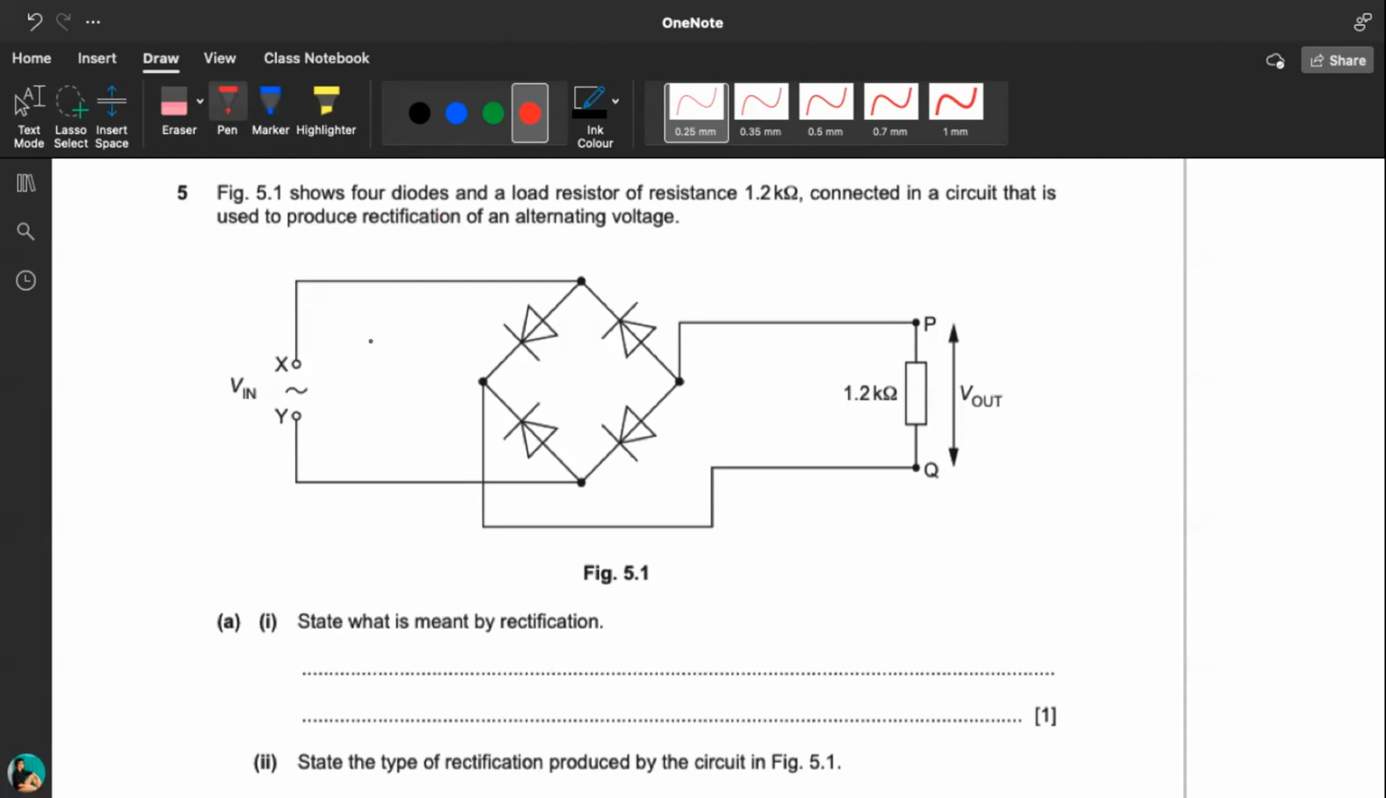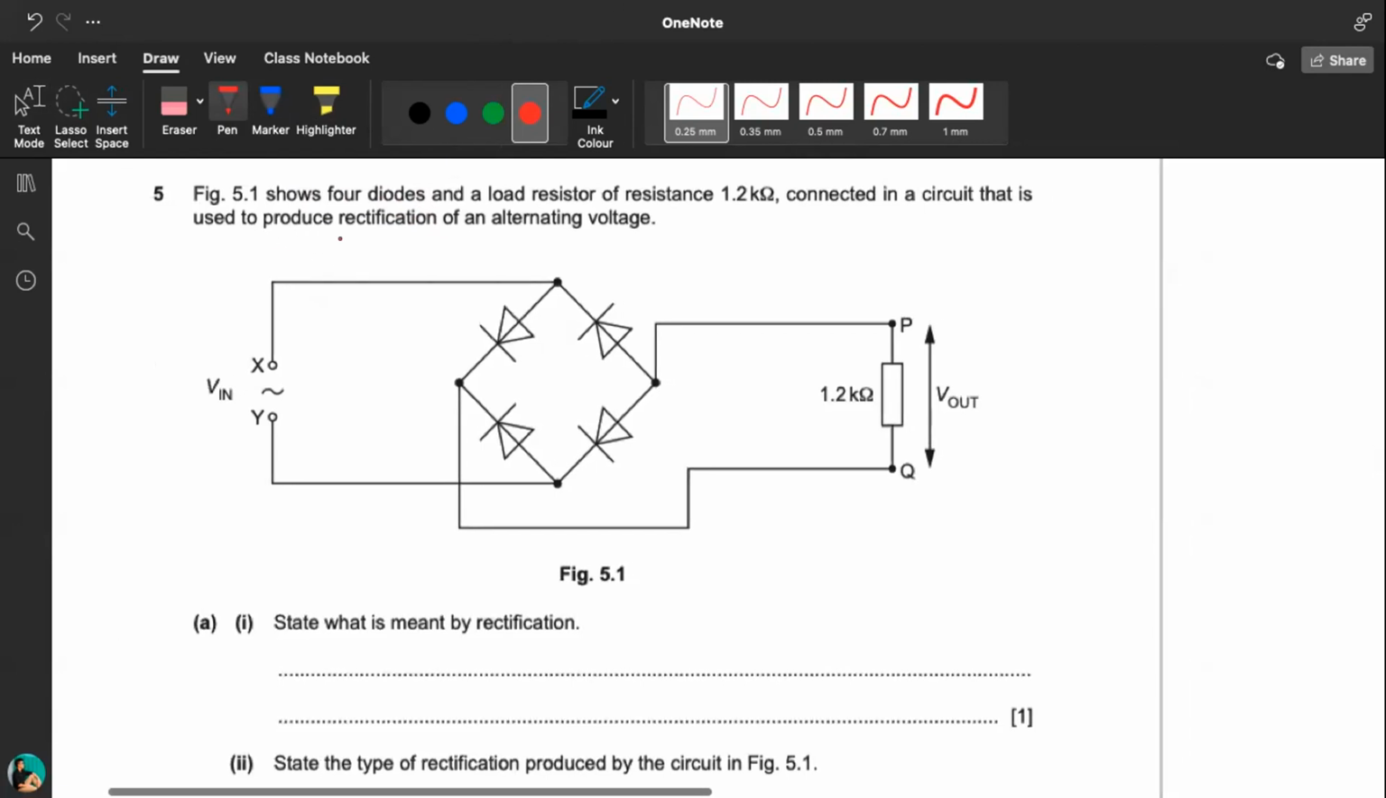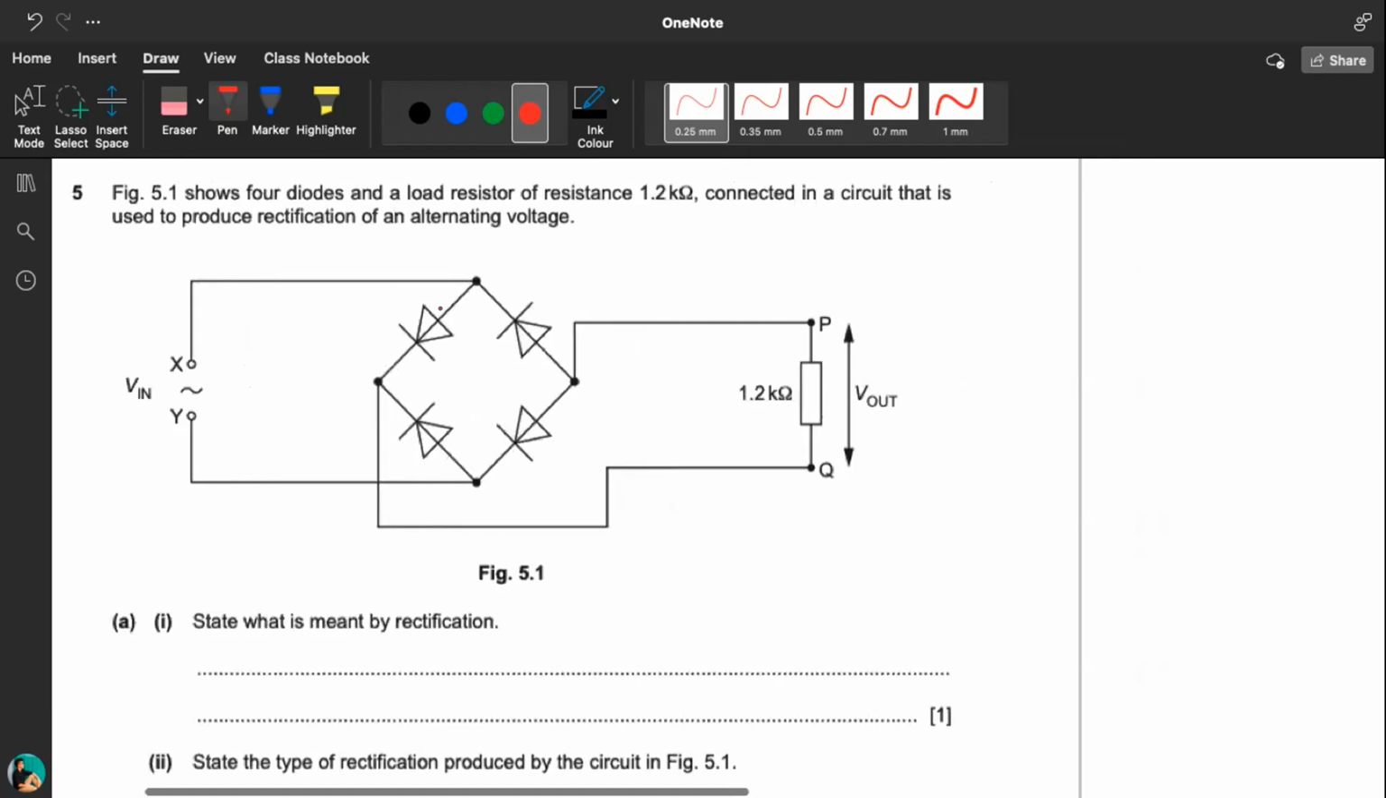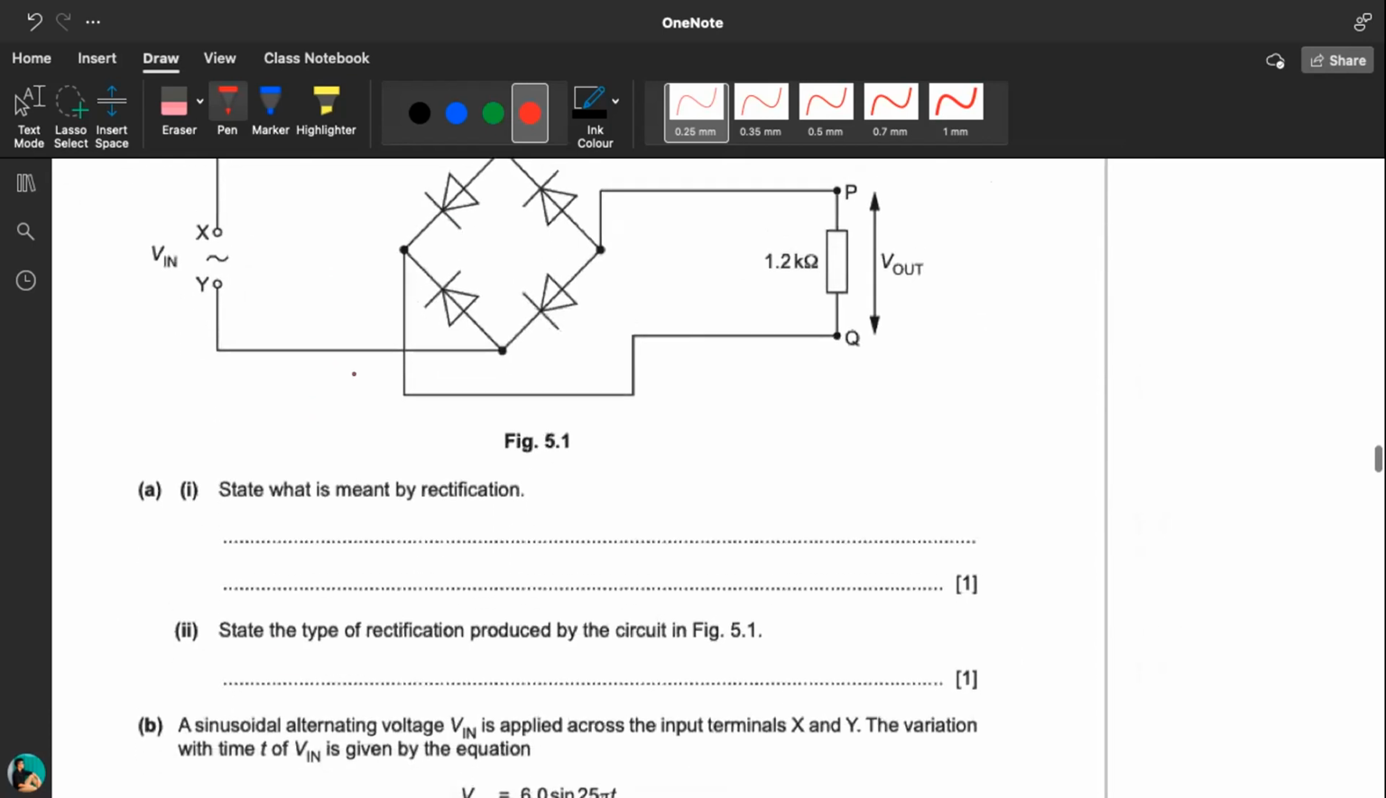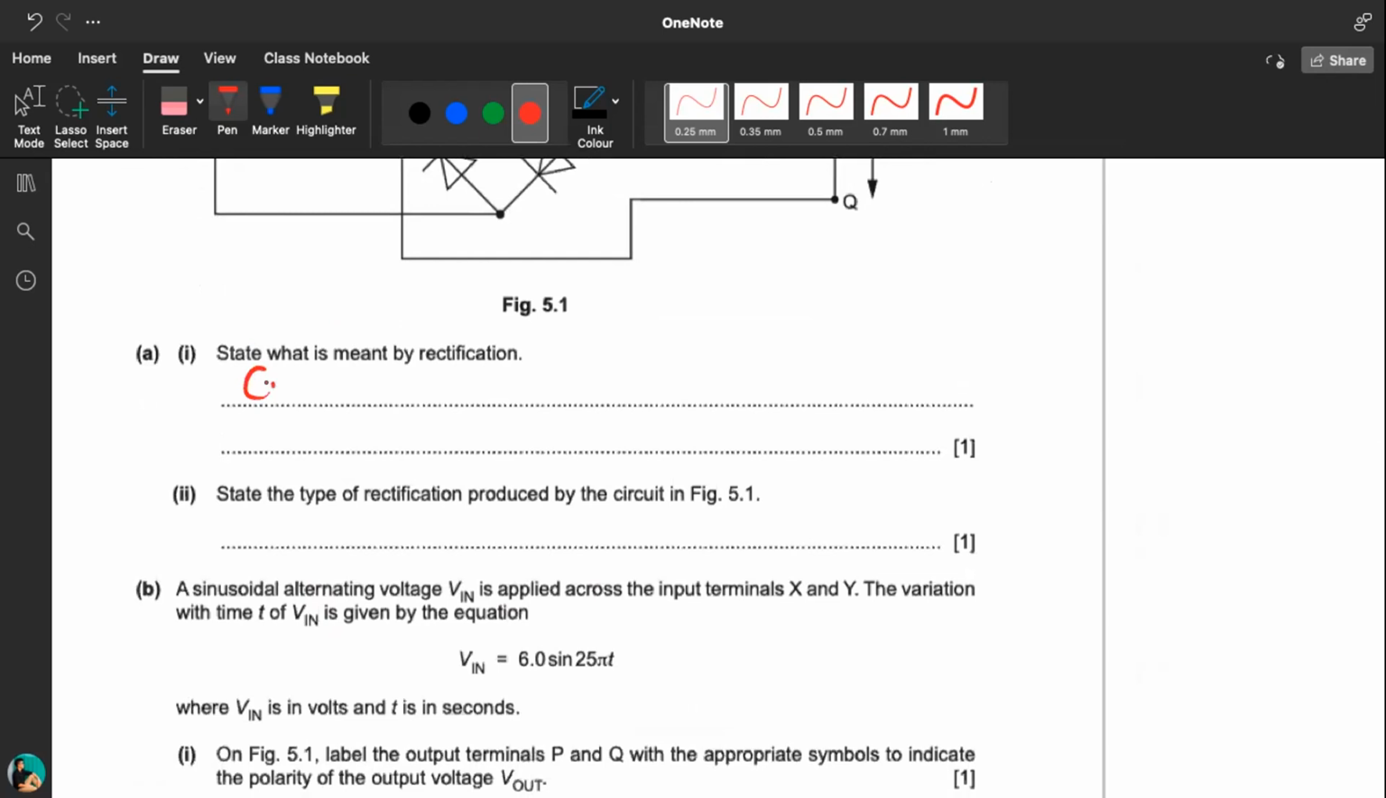Okay, question 5. State what is meant by rectification. Okay, rectification is converting from AC to DC. Okay, conversion from AC to DC.